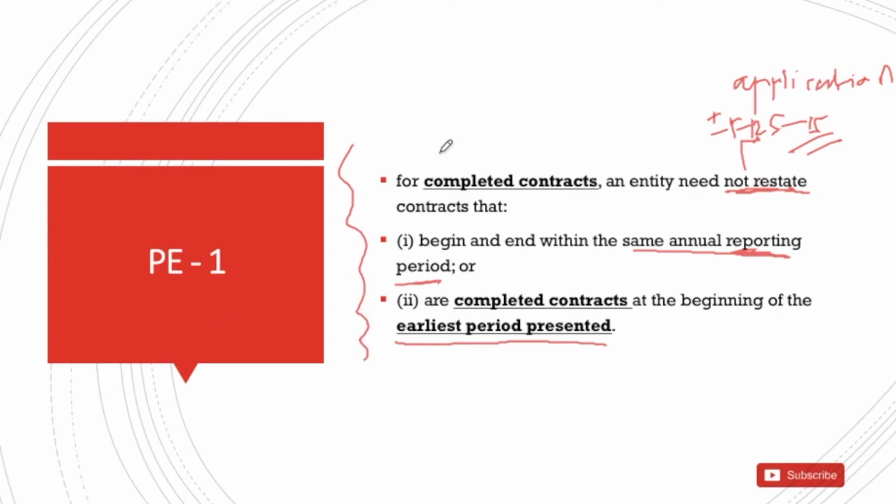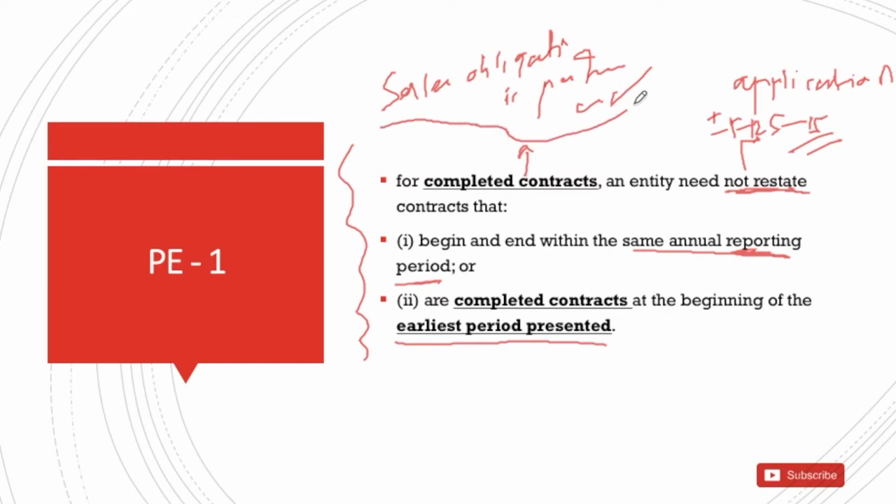First of all, I've discussed in my previous video what we mean by completed contracts. Completed contracts are basically those in which the seller has performed its obligation. Suppose you need to deliver some goods and you have delivered the goods. So it's a completed contract within the meaning of IFRS 15, in that the seller has performed what it is required to do. That's it.